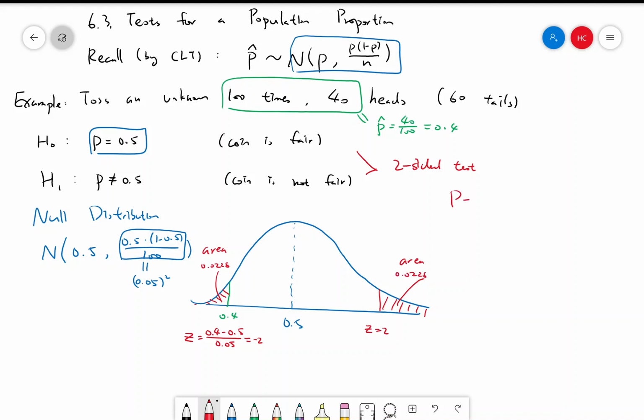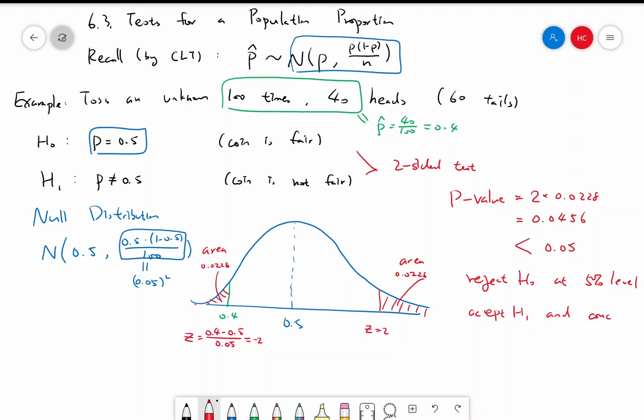So the p-value is twice of 0.0228, which is 0.0456. And the default value for alpha is 0.05. So because the p-value is less than 0.05, we reject h0 at this level. So which means we accept h1 and conclude that the coin is not fair.